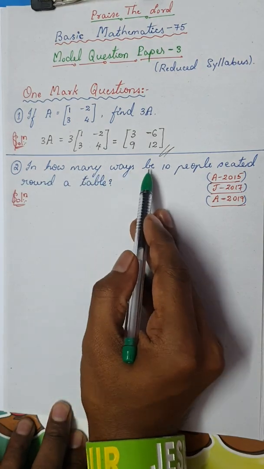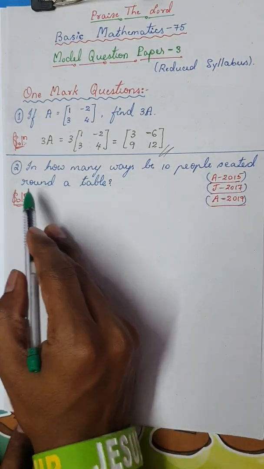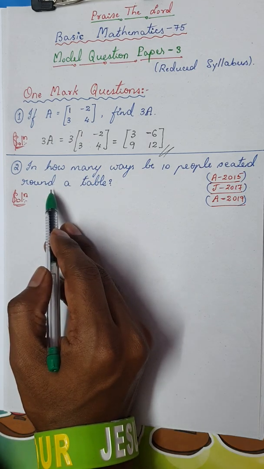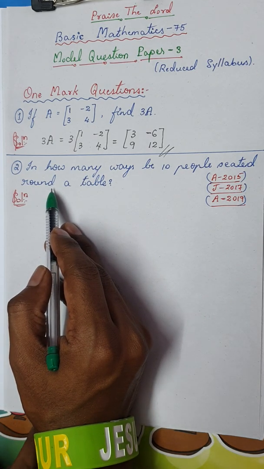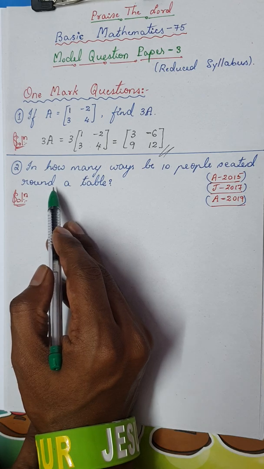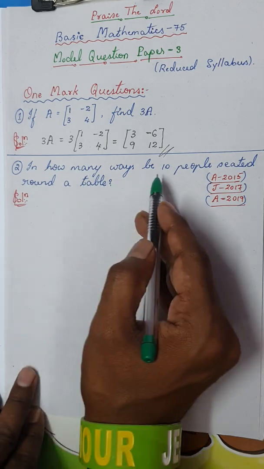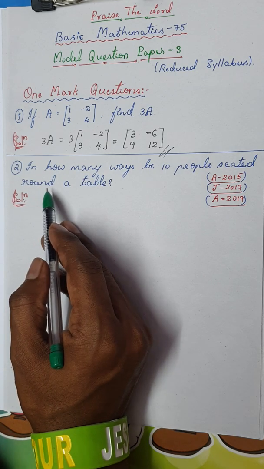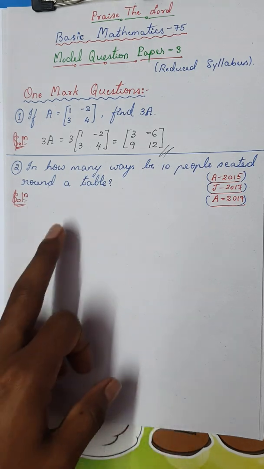Moving on to the second question. In how many ways can 10 people be seated around a table? Remember, it is around a table. So whenever you think about round the table, it is just like a circular permutation. How many people are here? Here n is equal to 10. What is the formula for circular permutation? We know it is n minus 1 factorial. Very simple question it is.